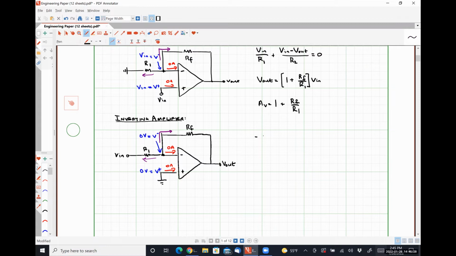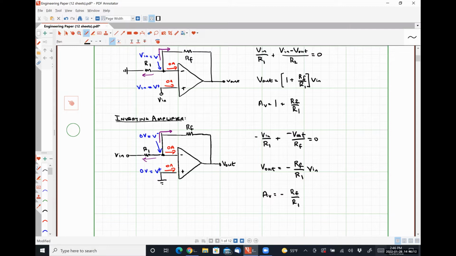I get negative Vn divided by R1 plus negative V out over RF is equal to 0. And with a little bit of algebra, this becomes V out equals negative RF over R1 times Vn. And therefore, my voltage gain is negative RF over R1.